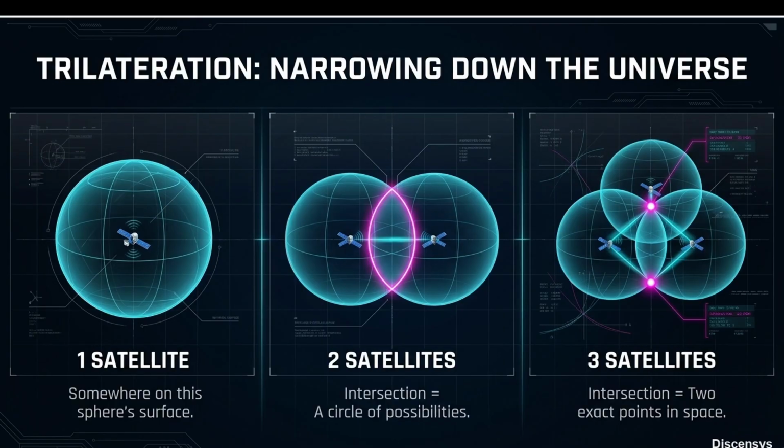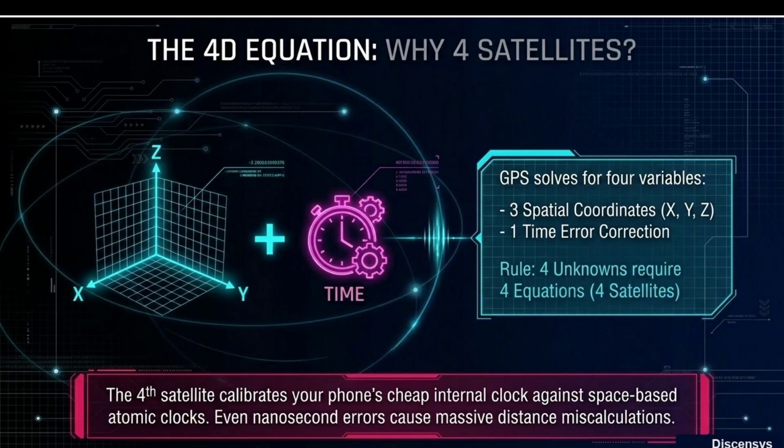For trilateration, for this method, we require four satellites because we have a total of four different metrics. So that's the reason we require four satellites to precisely calculate the GPS for the latitude, longitude, altitude, and time. The 4D equation. Why four satellites? As I mentioned previously, the reason we require four satellites is for the four variables which we need to calculate, right?